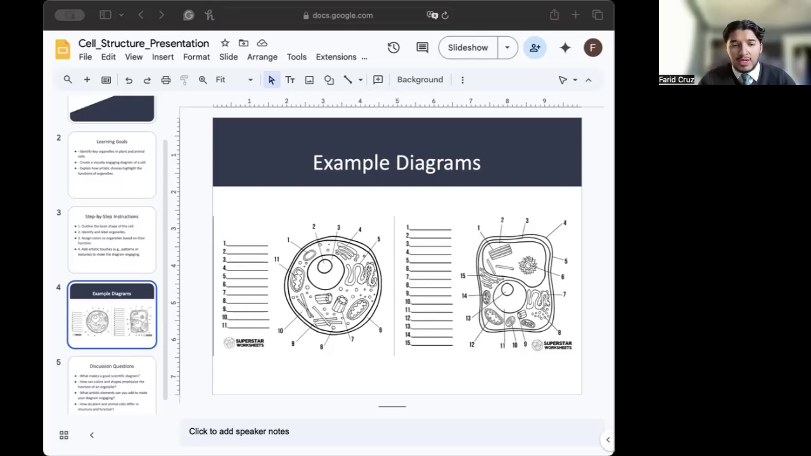And you don't have to worry about being a perfect artist or having the best drawing. Just focus on clearly communicating the structures and the function of the cells. So, like I said, this is just an example. Let's move on to labeling and actually coloring in your organelles.